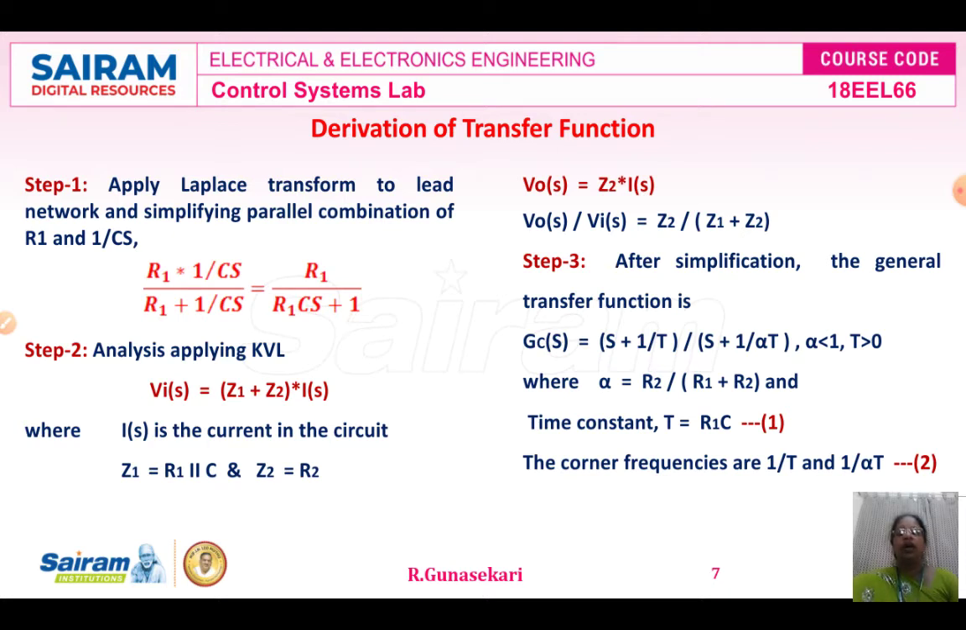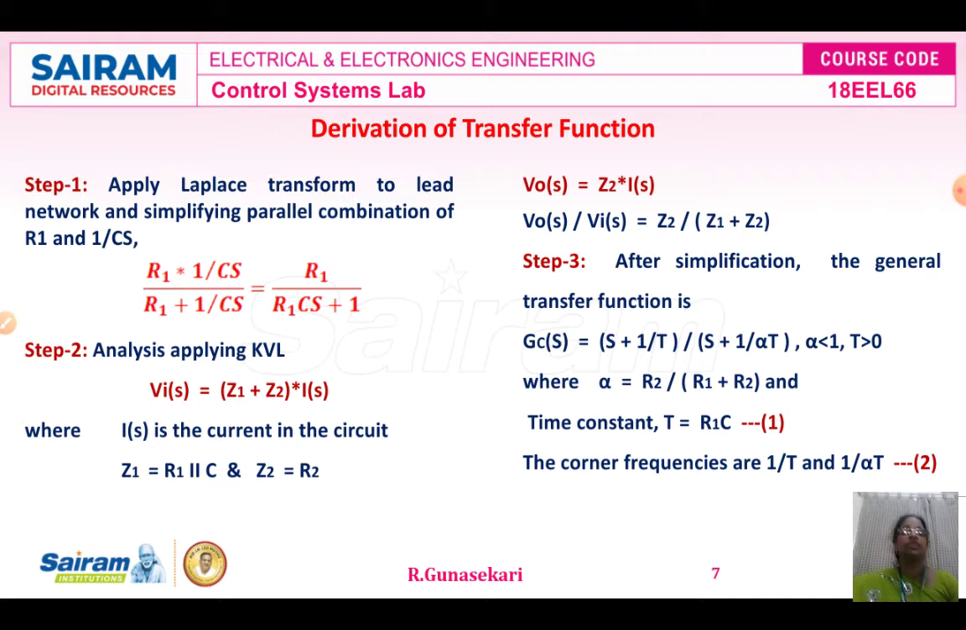Then after taking the Laplace transform, the input voltage Vi of S equal to Z1 plus Z2 times I of S. In this equation, I of S is the current in the lead network, Z1 equal to R1 parallel with C, Z2 equal to R2. Therefore, the output voltage after taking the Laplace transform, V0 of S equal to Z2 times I of S. The transfer function is output divided by input. Therefore, V0 of S divided by Vi of S equal to Z2 divided by Z1 plus Z2.